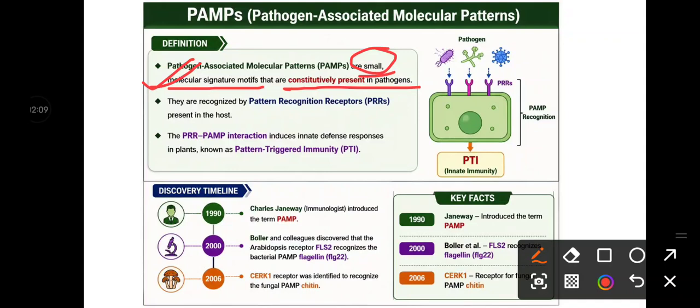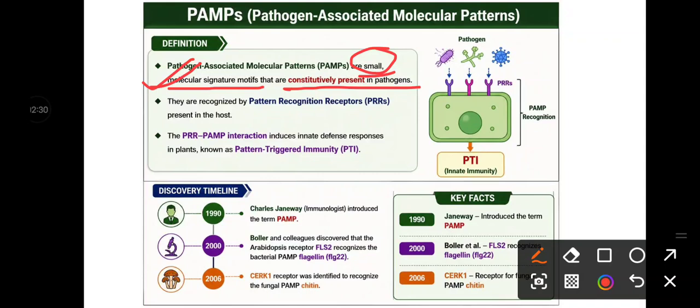See, the effectors are not constitutively present. Effectors are induced by the pathogen when it attacks a host. It is not the signature motif. But here, PAMP is the molecular signature motif that is constitutively present.